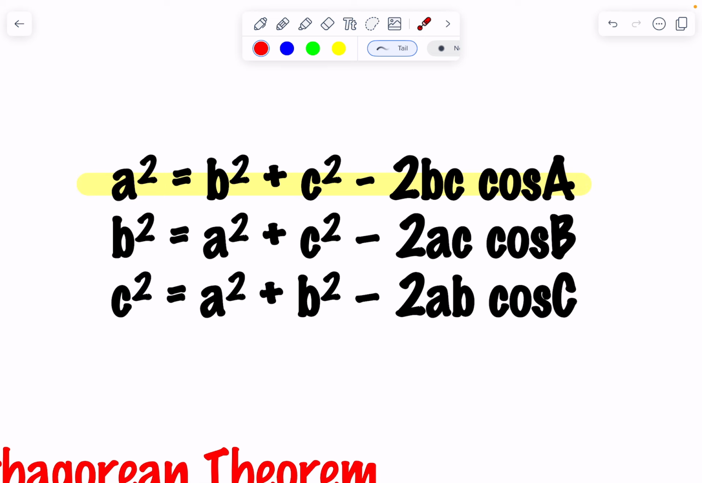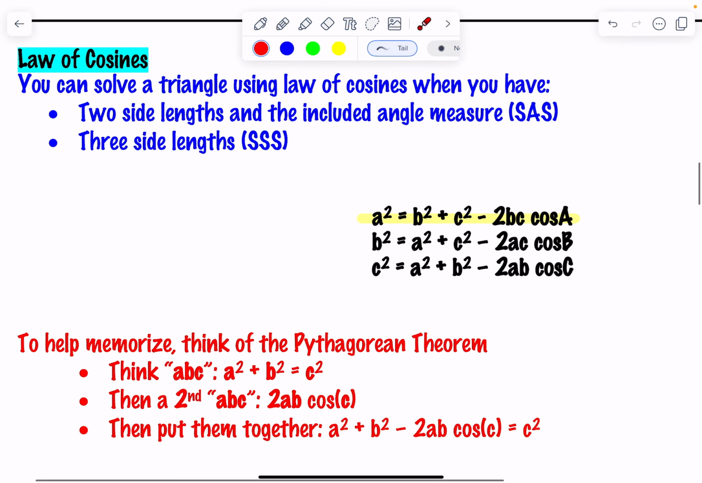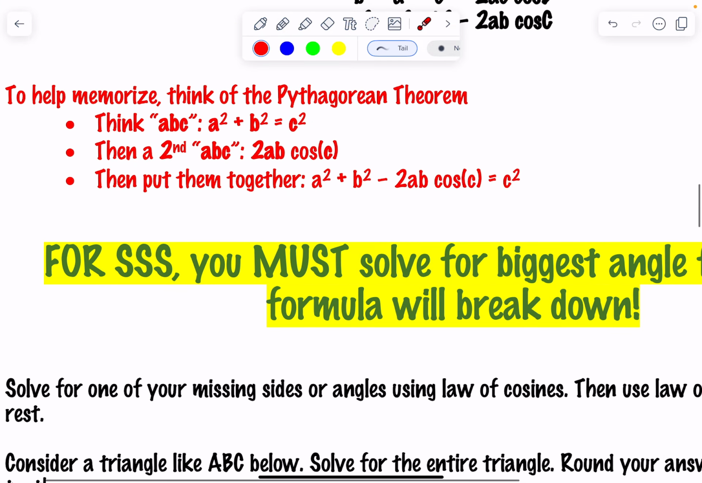Because remember, on triangles, when we label them, the capital letters are your angles, and these lowercase letters are referencing your side lengths. Okay, so that's kind of how I memorize it. So Pythagorean theorem, minus 2, these letters are these letters, and then whatever this letter is should match with this letter. Okay, so how does that look when we're actually doing it?